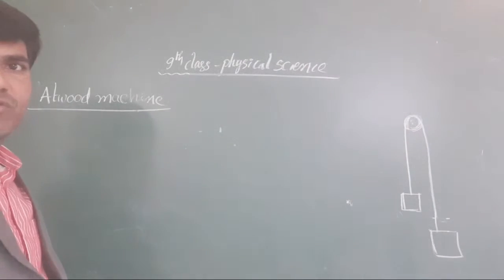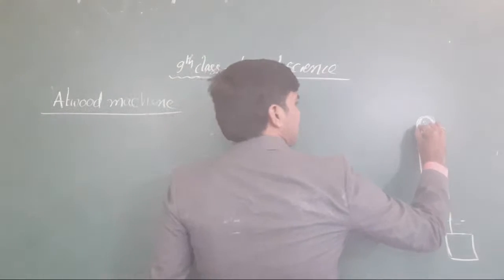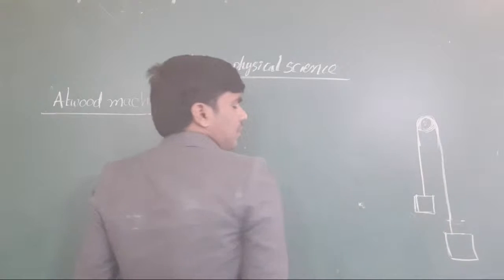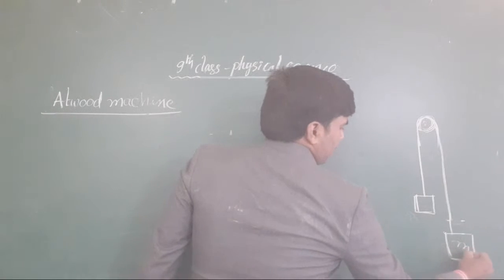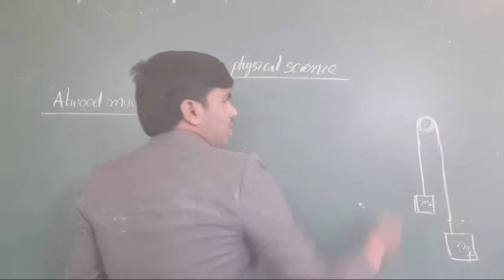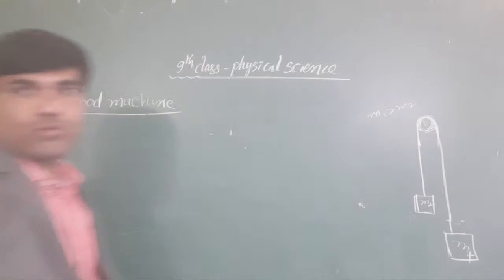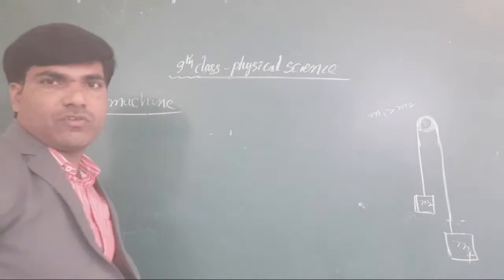Such a machine is called the Atwood machine. Here it will be taken as M1, and the other as M2. Here we have taken the condition as M1 greater than M2. Clear or not, all the students?